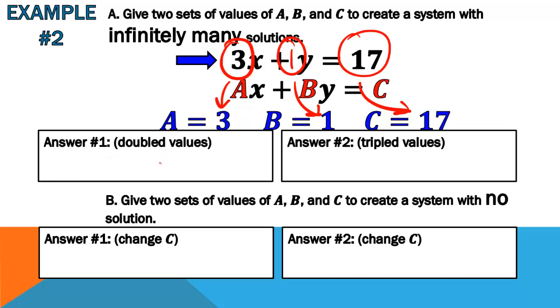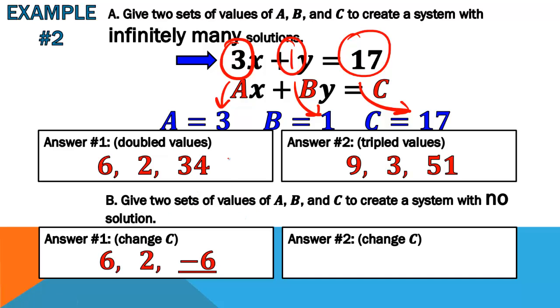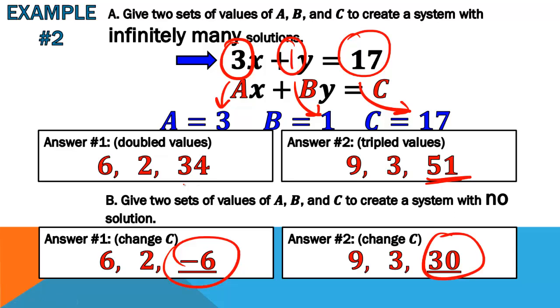So if you doubled everything, you should have gotten 6, 2, and 34. And if you tripled everything, you should have gotten 9, 3, and 51. So basically all you're doing is multiplying each one of these by 2, and then each one of these by 3 to create infinitely many. And then we're going to take those same two first numbers and just change the last one. So 6, 2, and negative 6, and then 9, 3, and 30. So you kind of have an idea as to how to do this. For no solutions, all you're doing is changing this last number from this one here. Everything else remains the same.